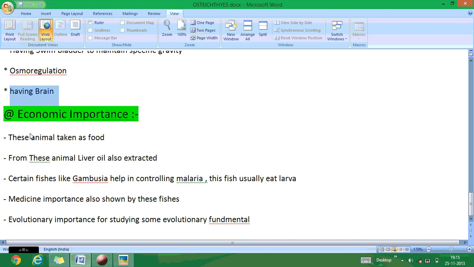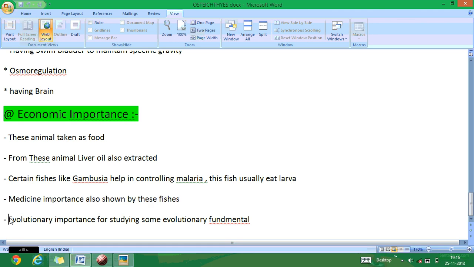Economic importance. These animals are taken as food in some places. Liver oil is also extracted from these animals. Certain fishes like Gambusia help in controlling malaria. These fish usually eat the larvae of mosquitoes which cause malaria. The fish are also of medicinal importance.